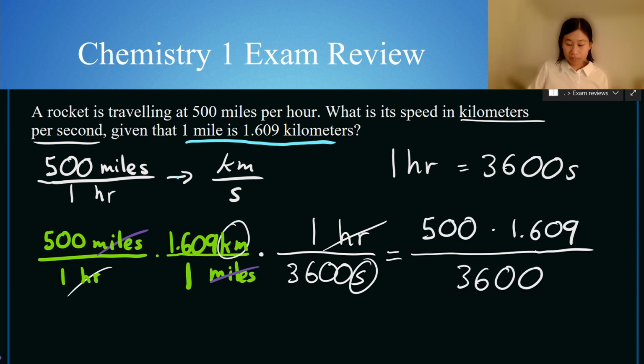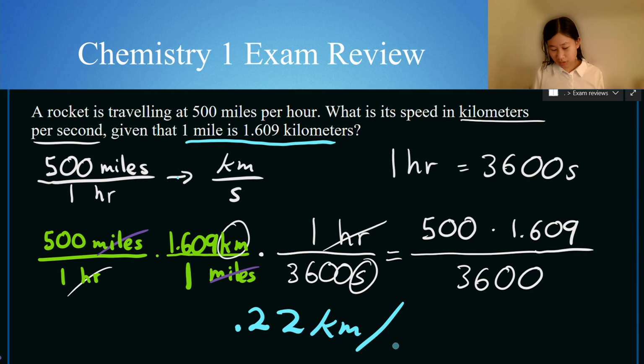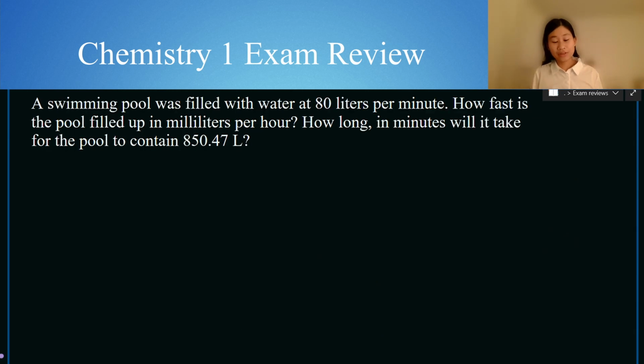When you do this division and multiplication, you're going to get 0.22 km per second. This is another dimensional analysis problem. So a swimming pool was filled with water at 80 liters per minute. How fast is the pool filled up in milliliters per hour? And then another question here is how long in minutes will it take for the pool to contain 850.47 liters? Okay, there is a lot to unpack here, so let us answer one question at a time.